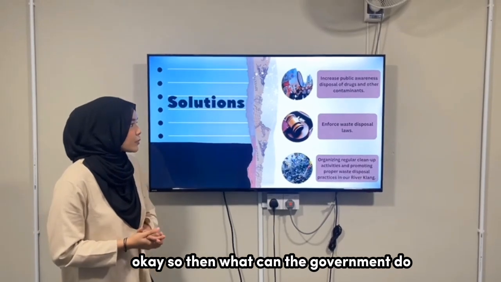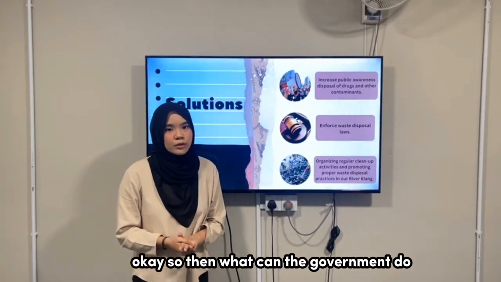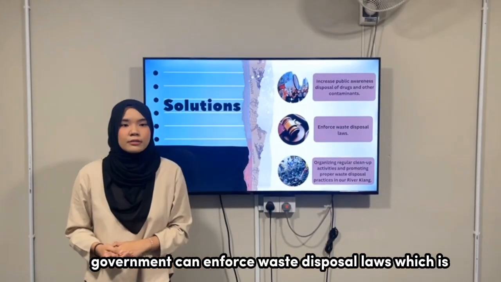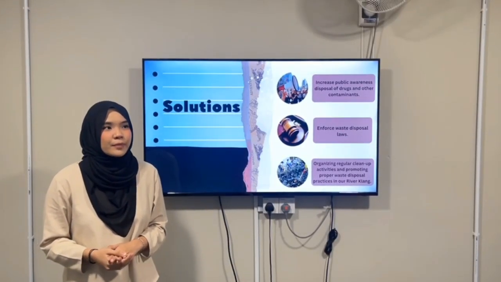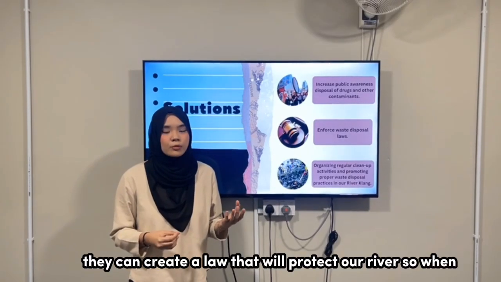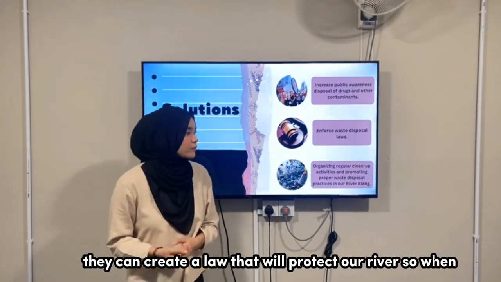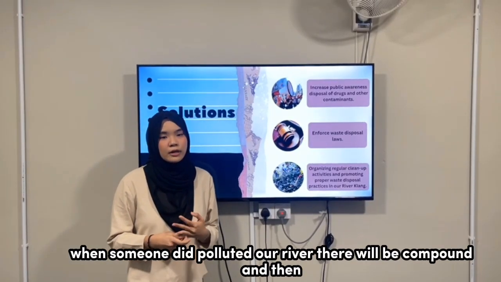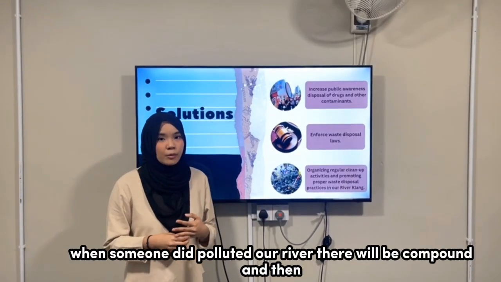Okay, so then, what can the government do? The government can enforce waste disposal laws, which means they can create a law that will protect our river. So when someone pollutes our river, they will be fined.